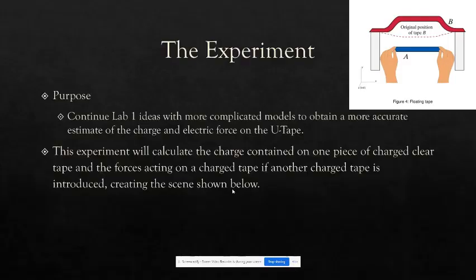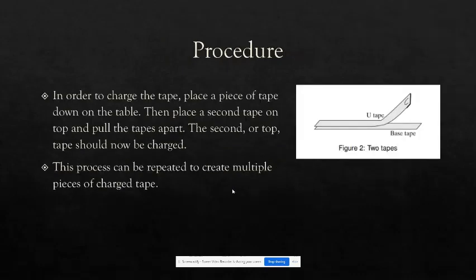So the experiment that we're going to be doing today is the same as Lab 1. This experiment will calculate the charge contained on one piece of charged clear tape and the forces acting on a charged tape if another is introduced, creating the scene shown in the top right corner. The purpose of Lab 2 will be to continue the ideas from Lab 1 with a more complicated model to obtain a more accurate estimate of the charge and electric force on the U-tape. The procedure is the same as Lab 1.